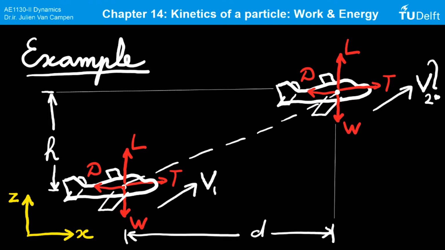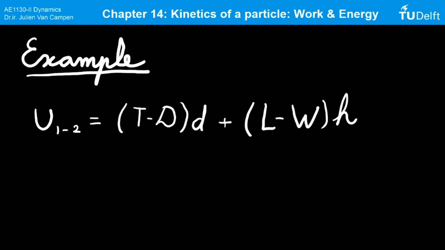Going back to the example of the aircraft, we can now calculate the work done by the aircraft moving over horizontal distance d and vertical distance h. This can be written as the following equation: (T minus D) times distance d, because both forces are working in the horizontal direction, plus (L minus W) times h, because both forces are working in the vertical direction.